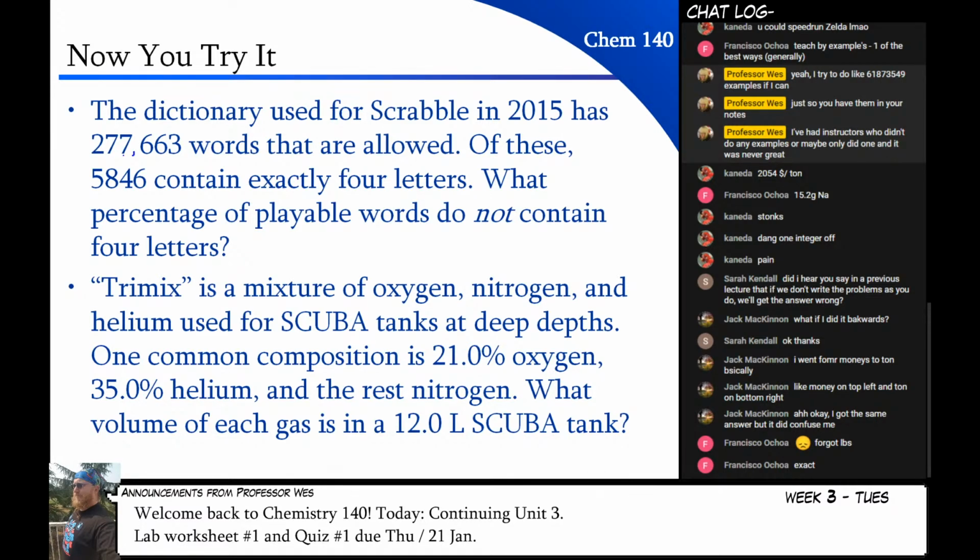Helium won't do that. Helium will remain a gas, and so you can have a gas with the correct pressure in your lungs. Here's the composition of trimix: 21% oxygen, 35% helium, the rest is nitrogen. How much of each gas is in a 12-liter scuba tank?